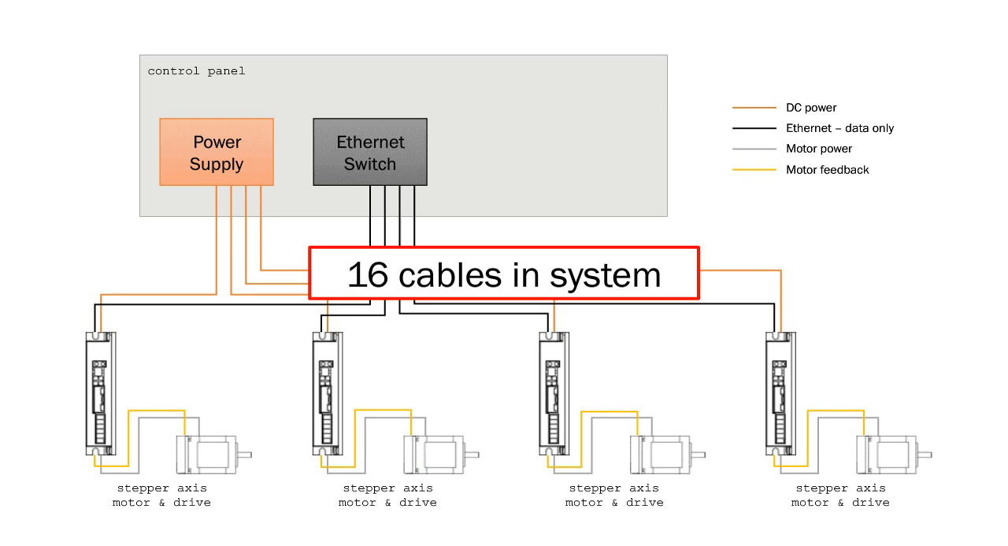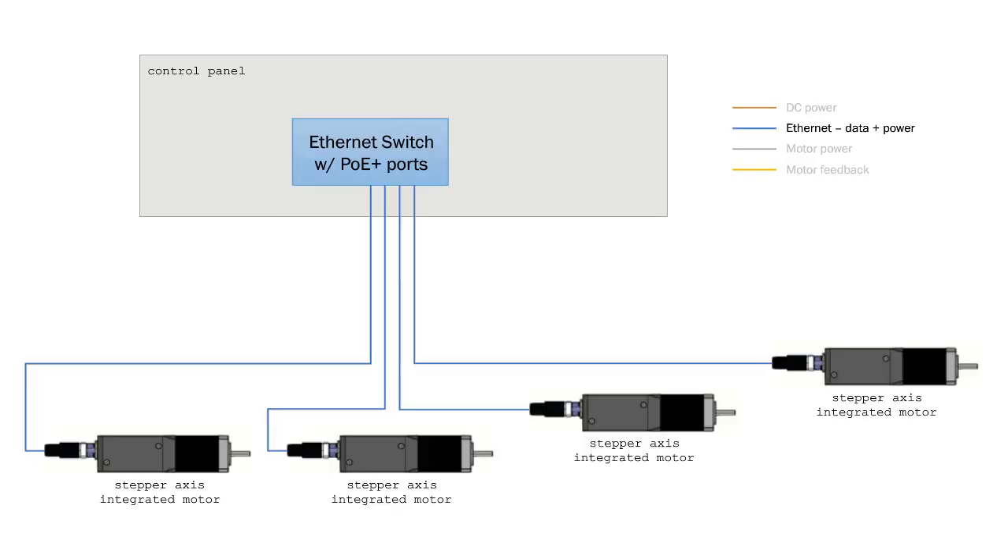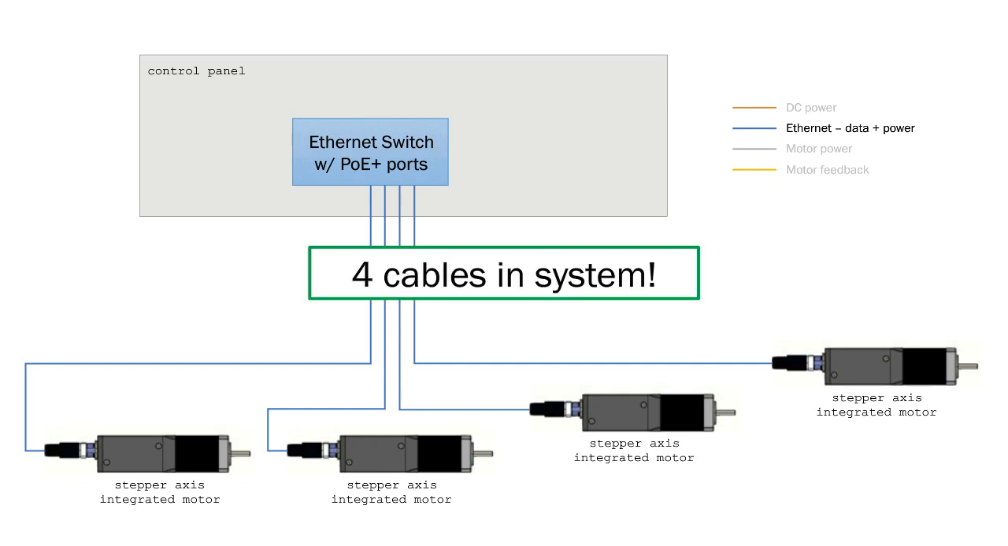So what happens if we change everything to PoE and integrated motors? We get rid of the power supply in the control panel, we go to an Ethernet switch that has PoE plus ports on it, and we swap out all the axes with integrated motors. Now we're down to just 4 cables. So we go from 16 cables down to 4 with no reduction in functionality or performance. That's a pretty significant difference.